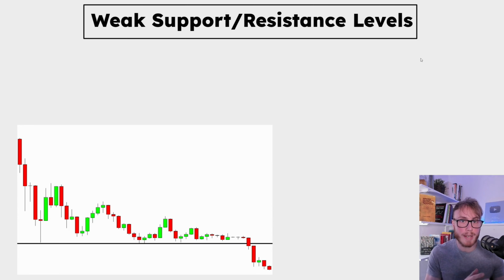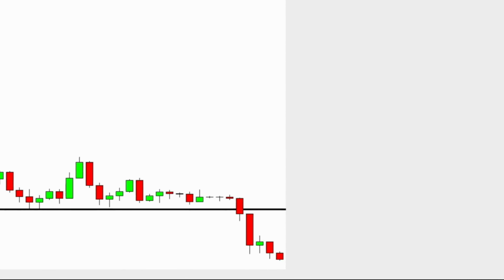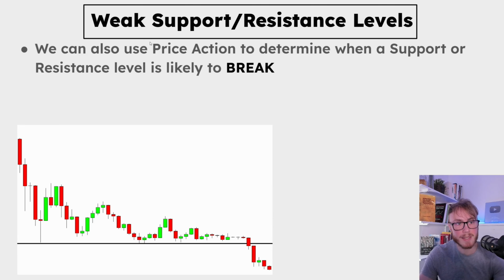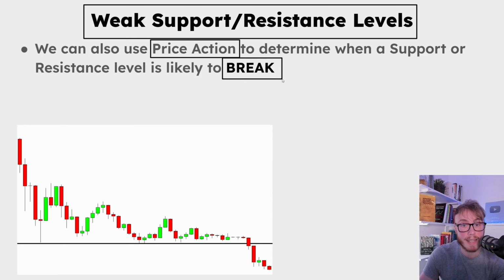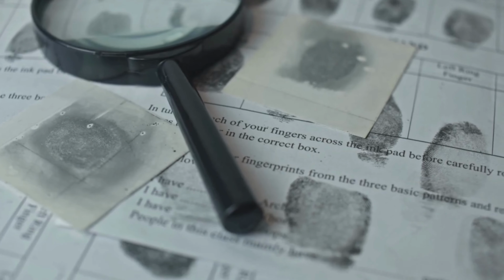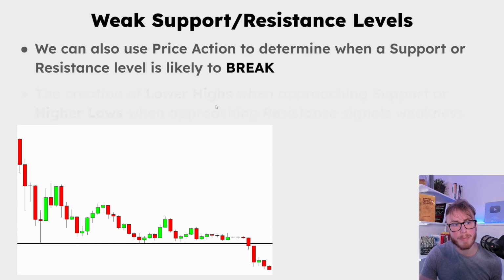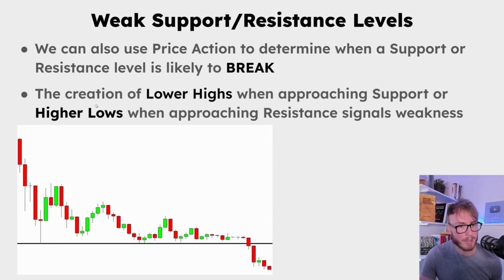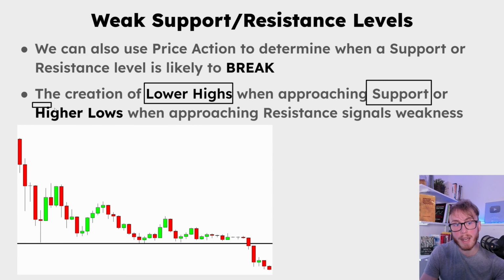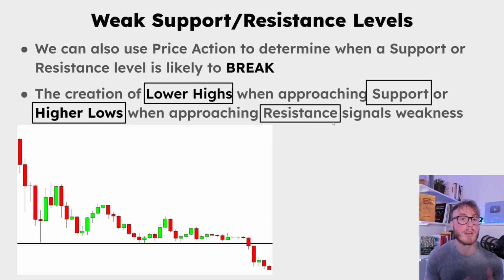We need to know when a support or resistance is likely to break. So to repeat, we can also use price action to determine when a support or resistance level is likely to break. So what are the signs we can look out for here? Well, one thing I'm looking out for, and this is very important, the creation of lower highs when approaching supports or higher lows when approaching resistance signals weakness.